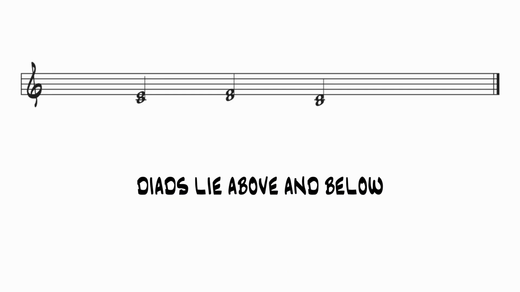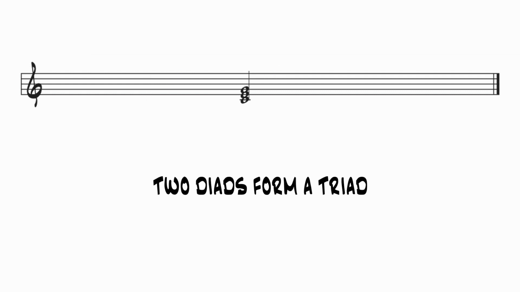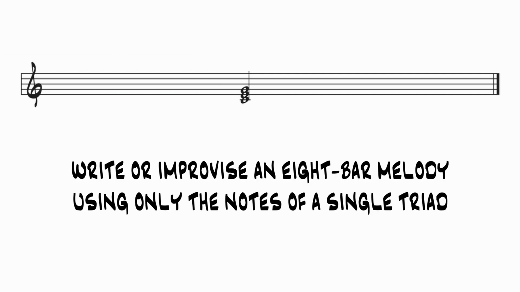In the key of C, C and E would be a dyad, D and F would be the dyad above it, and B and D would be the dyad below it. E and G would also be a dyad, but they're not adjacent to C and E, so harmonically they're in the same family. If we put together those 2 dyads, we get a C major triad. And if I assign you to write or improvise an 8-bar melody using only the notes of a C triad, well, you can do it, but it's going to be hard to make it very interesting.